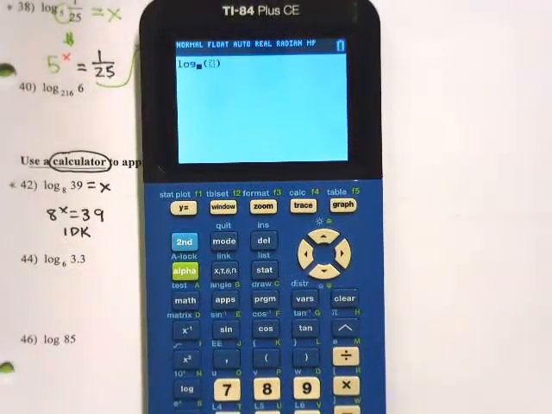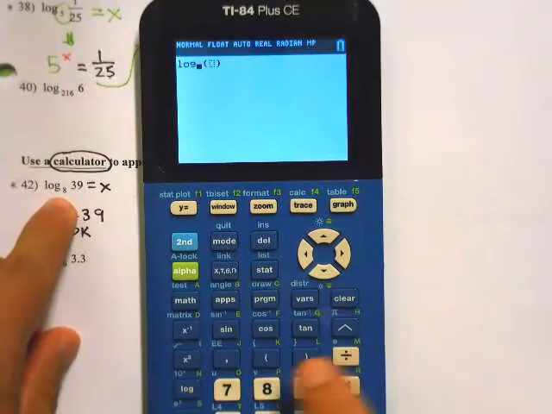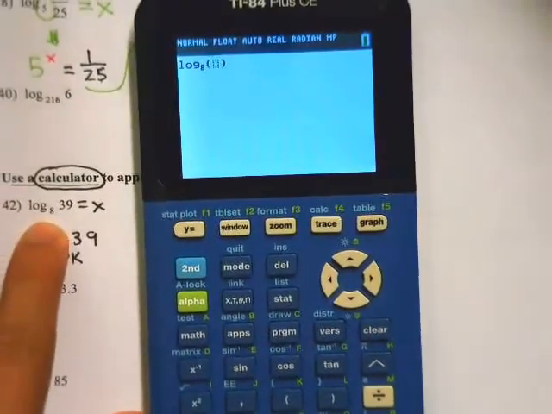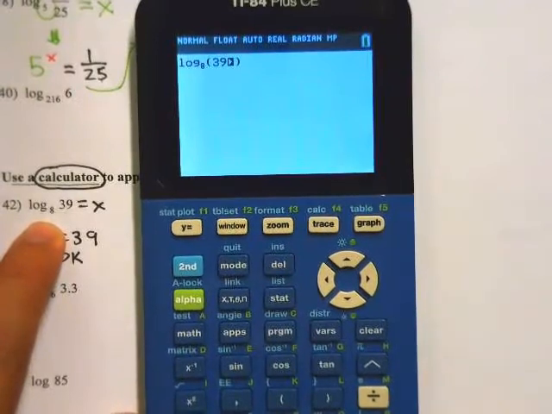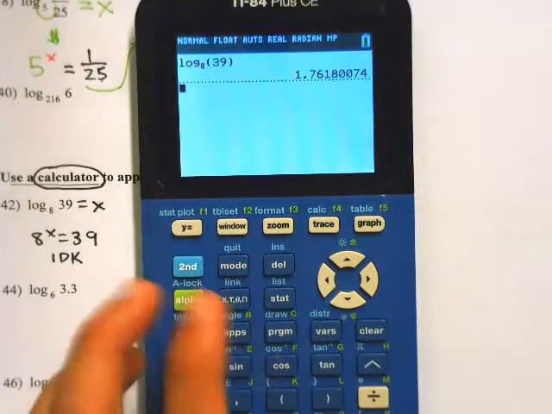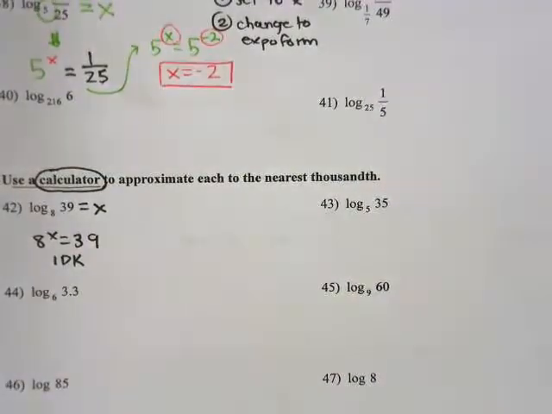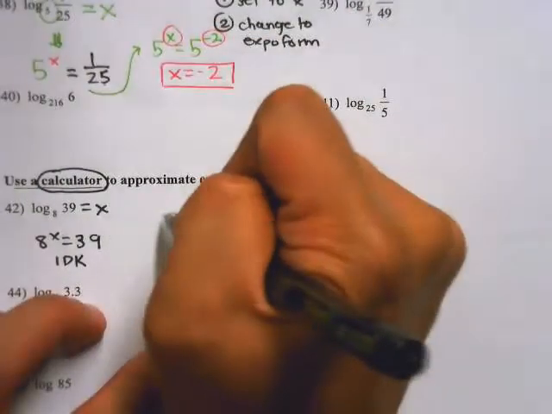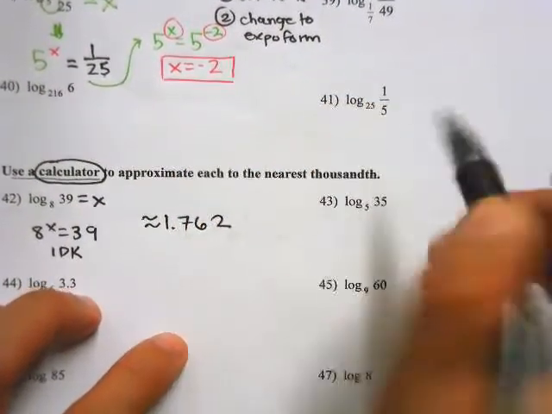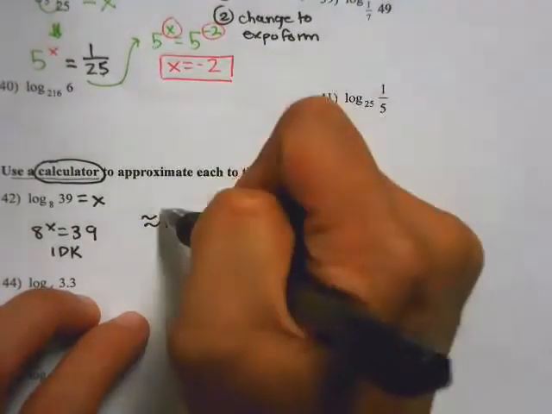Okay. So what that is if you do have the TI-84 Plus CE, then now you just kind of input the 8. Plug in the 39, and it'll do it for you. Okay. We're going to get 1.762. Tens, hundreds, thousands, this is fine.